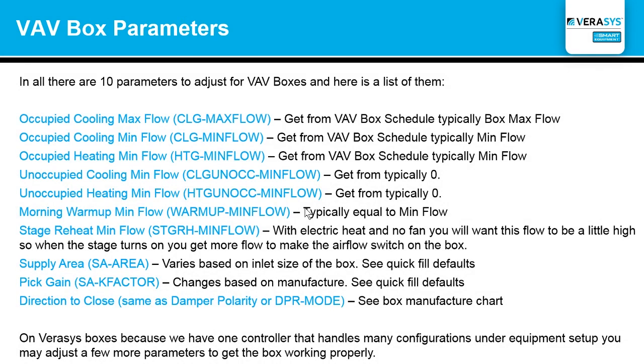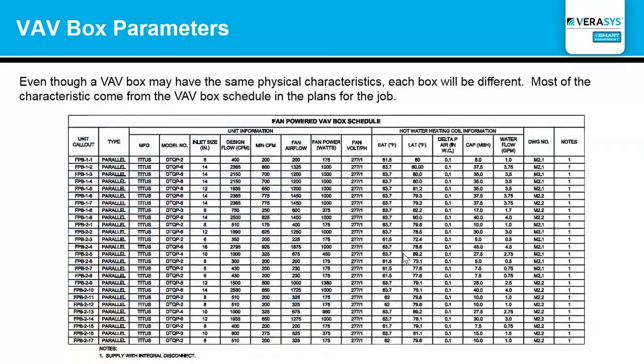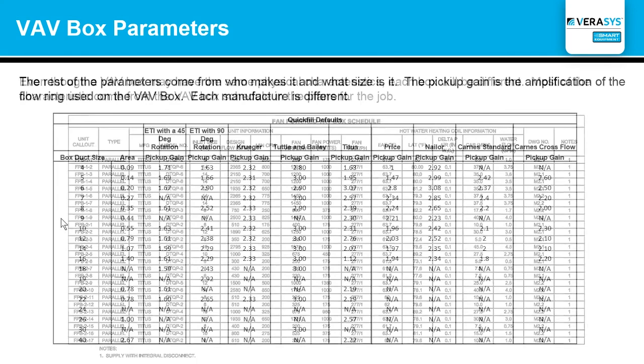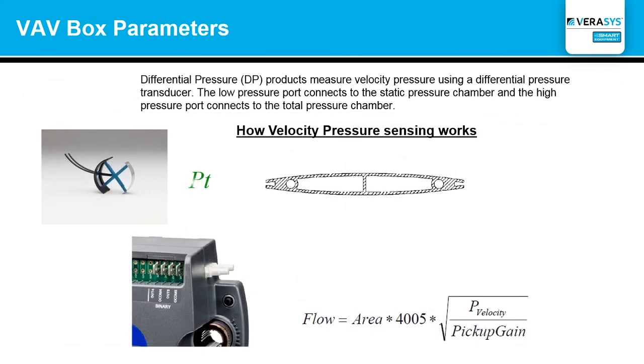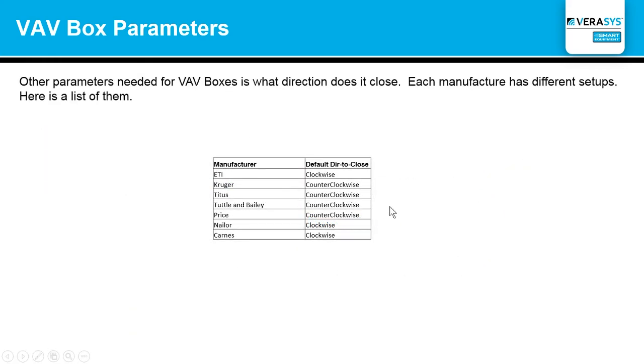There are about 10 VAV box parameters to change. I did a little quick cross-reference between some of those parameters here. So anyway, that's kind of some of the short names to what you saw on the Verasys side. Again, a lot of those parameters come from a schedule that's for the job. Generally, your box supplier could also tell you what the minimum and maximum should be for each box. Remember the quick fill box details, and then also a little bit about the pickup gain as well as the counterclockwise, clockwise.